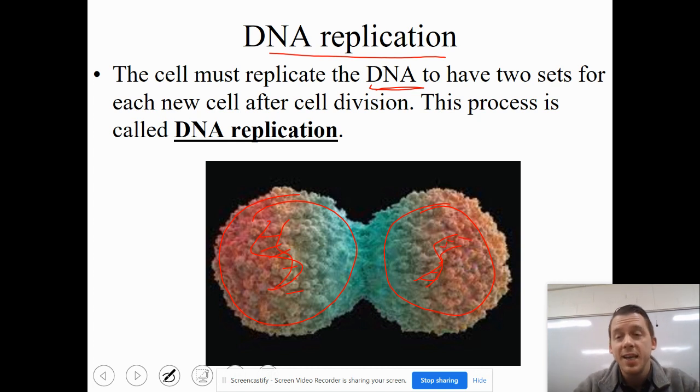And I need the same DNA in each cell, right? All of your cells have the same DNA in them. So you need enough for each one. So if you've got one cell that you're splitting into two, you've got to divide your DNA. You have to replicate your DNA and divide it up into each new cell in order for cell division to work. So DNA replication is a process that has to happen before cell division.